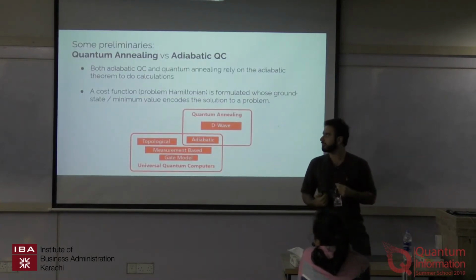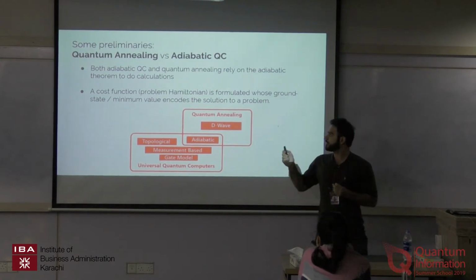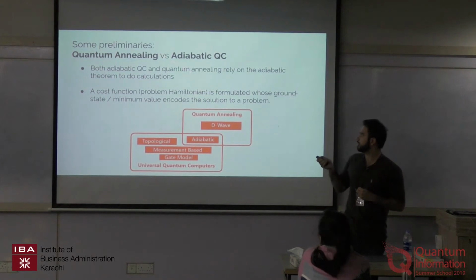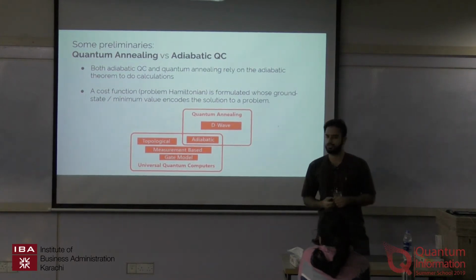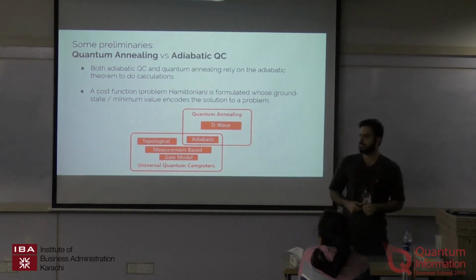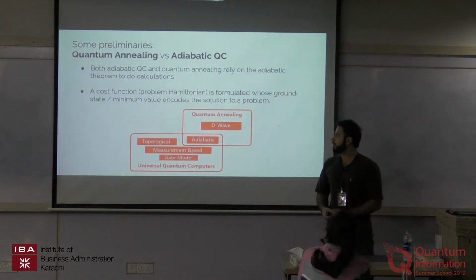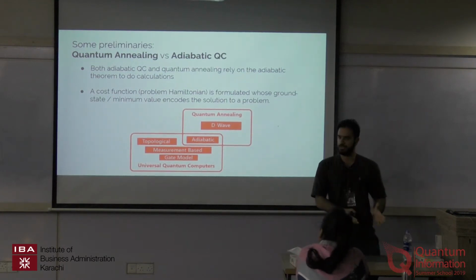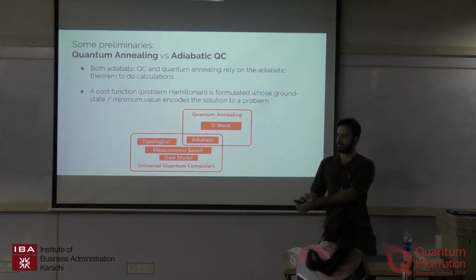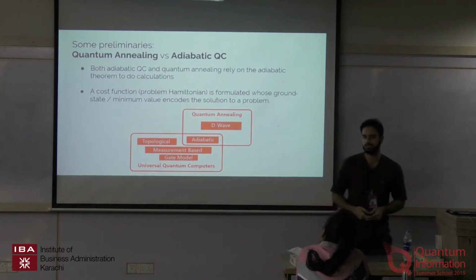Some basics about the hardware behind the machines. I already mentioned that adiabatic computers and quantum annealing are two sides of the same coin. Quantum annealing is simply a more restricted version of it. So both function on the principle that you have a cost function and you have to find the minimum of that cost function. And you start from a simple Hamiltonian, evolve to your problem Hamiltonian, and then read out the state of your problem Hamiltonian, and that's the solution to your problem.